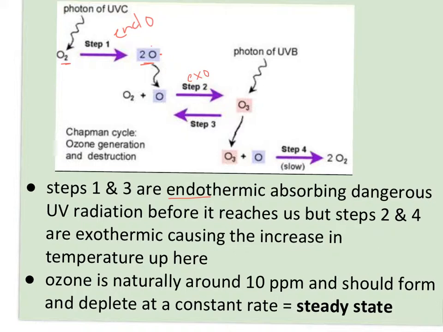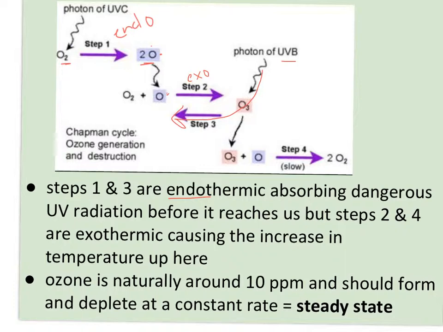But then the O3 is also going to absorb UVB, which is also dangerous to us. And when that happens, then the O3 breaks back down. So when O3 absorbs UVB, it goes this way and it breaks back down into O2 and a free radical. Let me just put the little dot there to show it's a free radical. I have a little trouble with my dots.